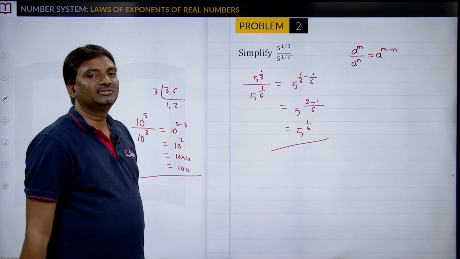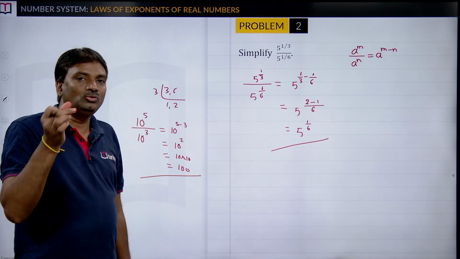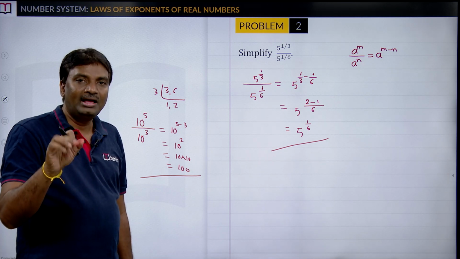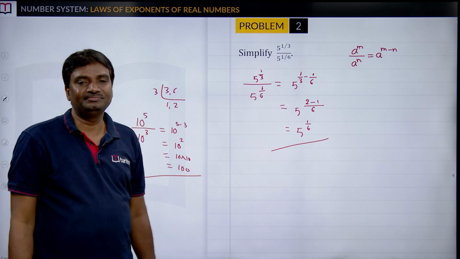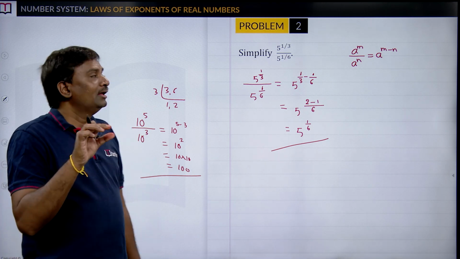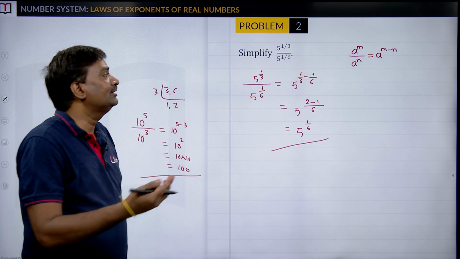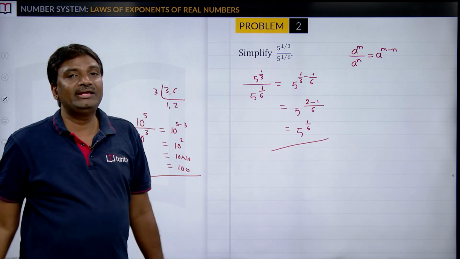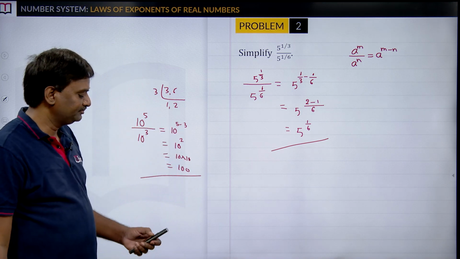So you can take some more examples like this. How can you take? In numerator and denominator you can take the same base, and you can take the powers as different, and apply that formula a power m by a power n equal to a power m minus n.